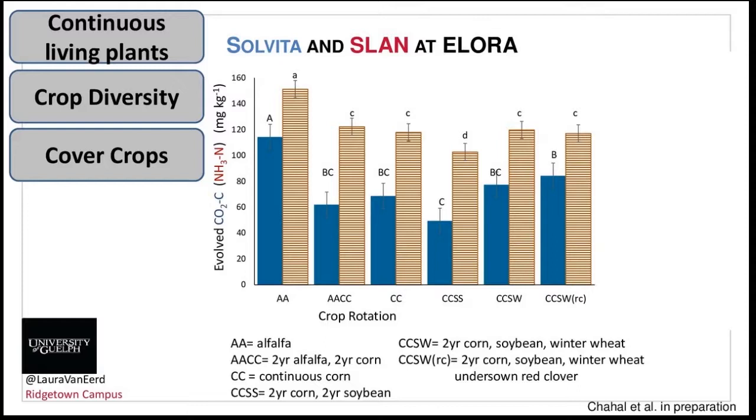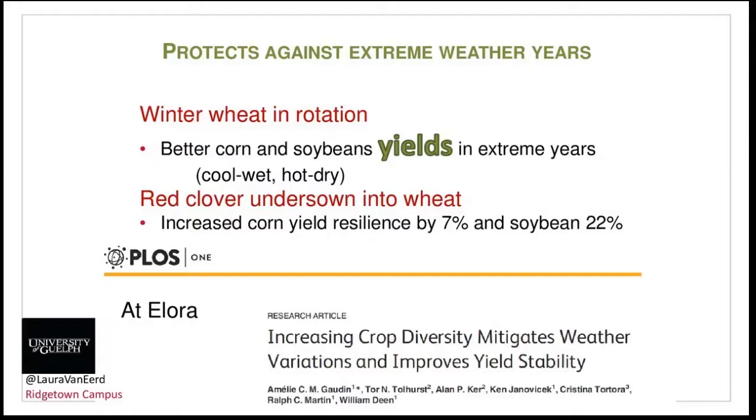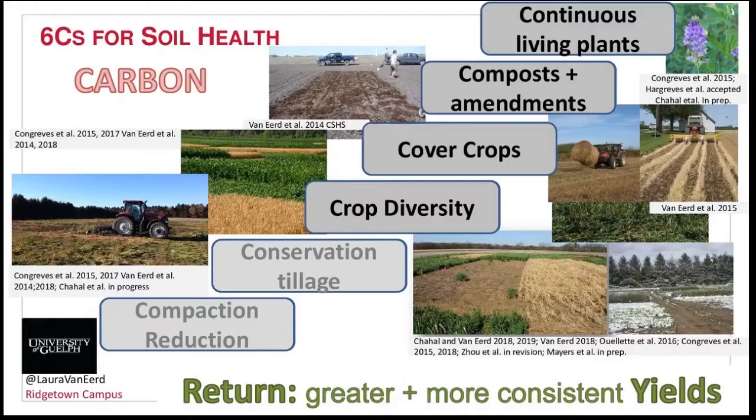Okay, so we're seeing the value of winter wheat, we're seeing the value of continuous planting of red clover cover crops. Again, at Elora, this relates to protection against those extreme weather years. So better corn yields, better soybean yields in the cool wet or the hot dry. Again, that's soil protection. And then when you add red clover to the rotation, then you're seeing resiliency. That's better protection in those extreme years. So both at Elora and at Richtown, we're seeing how those improvements of soil health relate to yield and relate to weather.